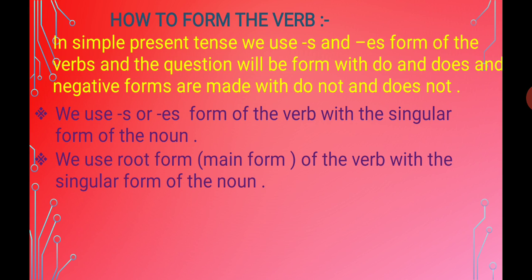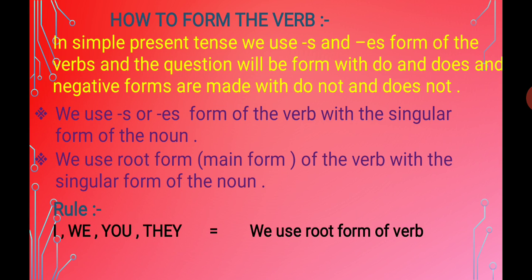If there are plural forms of the nouns in the sentence, then we will use the root form. We use the verb as it is, without any changes in the verb. Understand? Let's see the rule with the example. We use I, we, you, they. We use the root form of the verb, which means they are the plural forms of the pronouns, and we use the root form, the main form of the verb, with these pronouns.